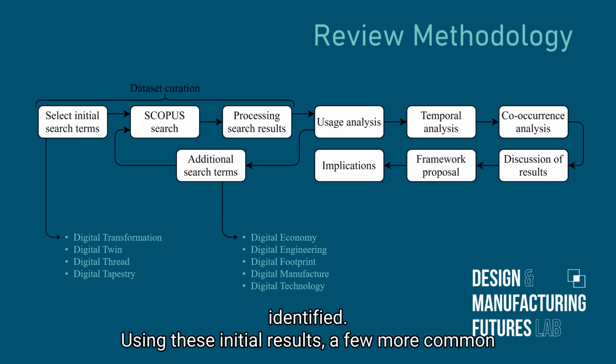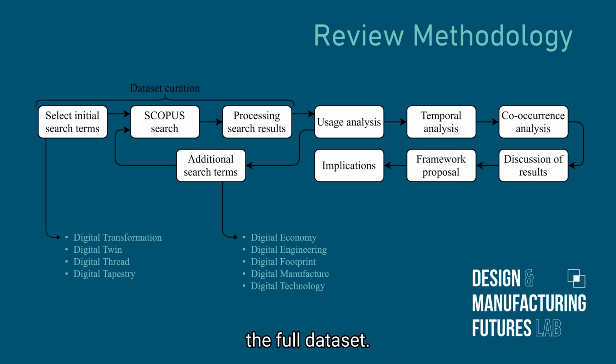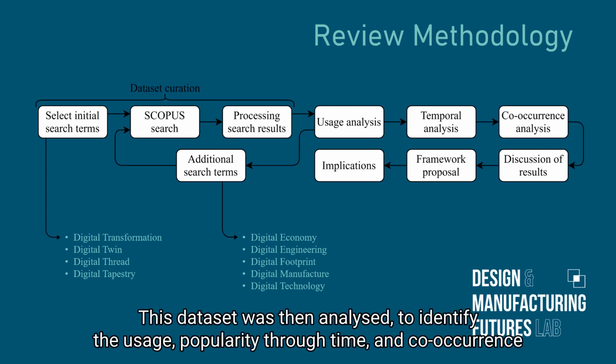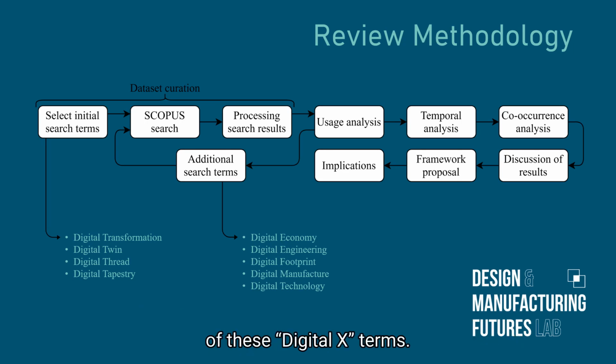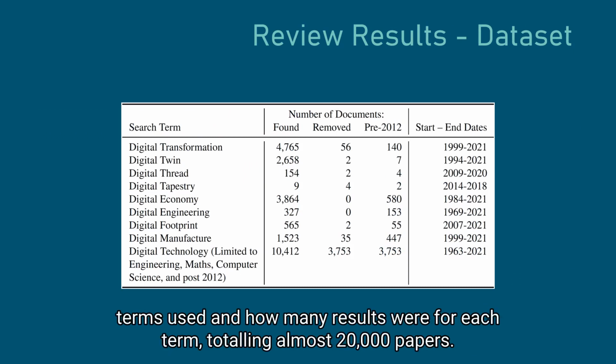Using these initial results, a few more common digital X terms were identified and fed back through the same pipeline to produce the full dataset. This dataset was then analysed to identify the usage, popularity through time, and co-occurrence of these digital X terms. Here is a quick summary of the dataset that was produced, including the full list of search terms used and how many results were found for each term, totaling almost 20,000 papers.